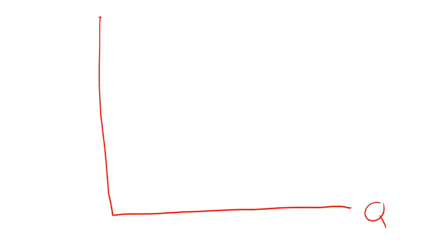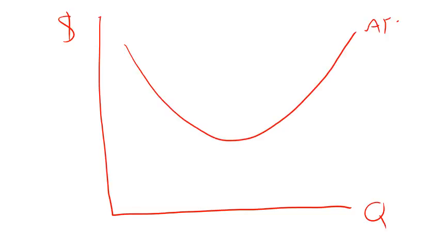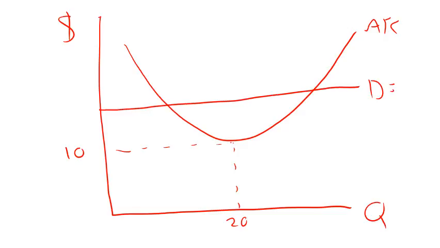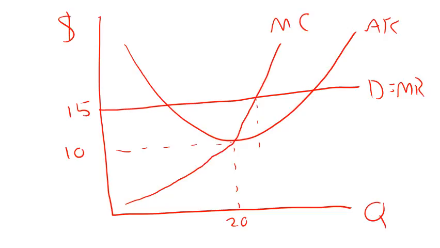We can also do this on the graph. Let's see if I can repeat it. I got quantity, I got dollars, had average total cost, hit a minimum at 20, and that was $10. And then the demand and marginal revenue were a horizontal line at $15. And I had my marginal cost coming through like this, and the profit maximized quantity was 22.